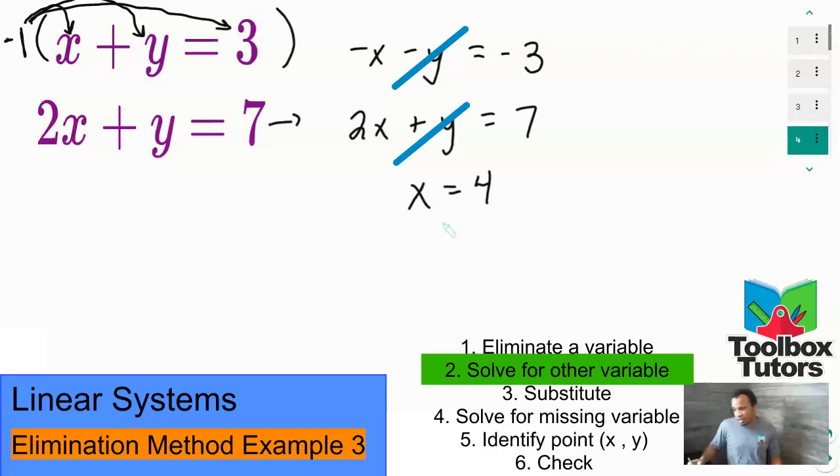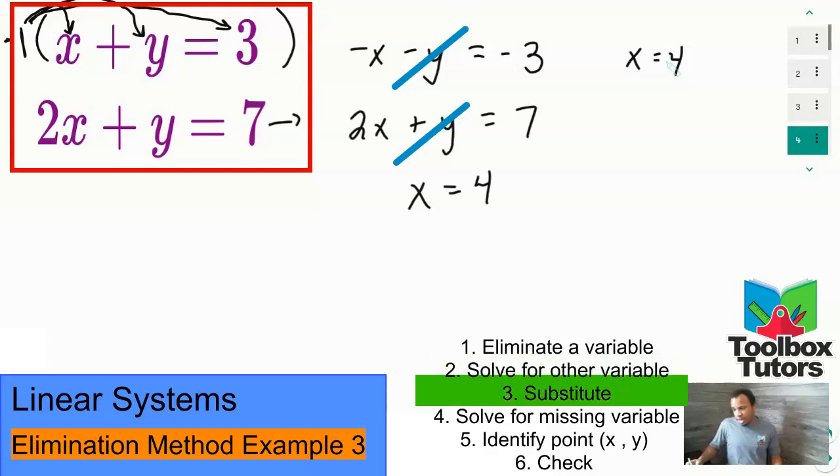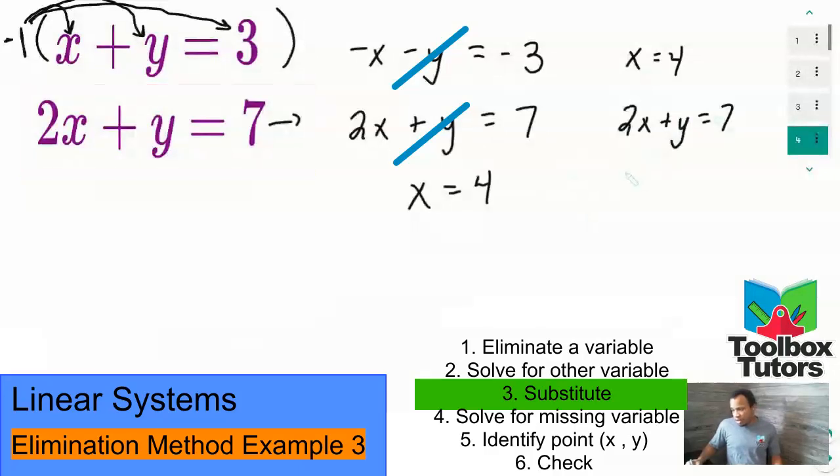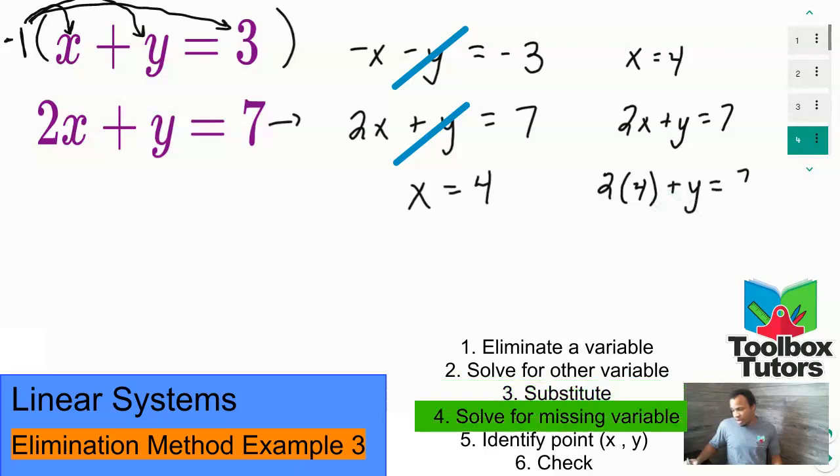So now we know x equals 4. To solve for y, we'll take x equals 4 and plug it into one of our equations. Let's use the bottom one. So we have 2x plus y equals 7. Now, x equals 4, so we have 2 times 4 plus y equals 7. Now 2 times 4 gives us 8 plus y equals 7. From here, it's a one-step equation, so we're going to subtract 8. The 8's cancel out, and we have y equals negative 1.